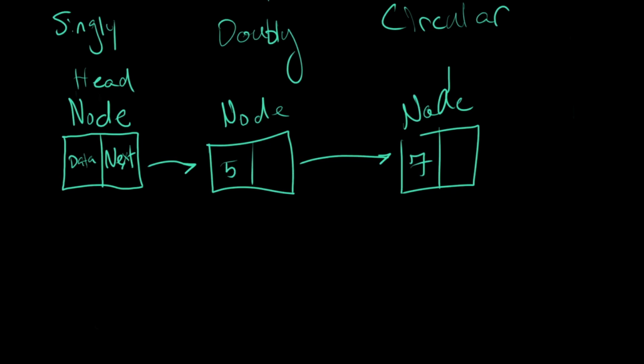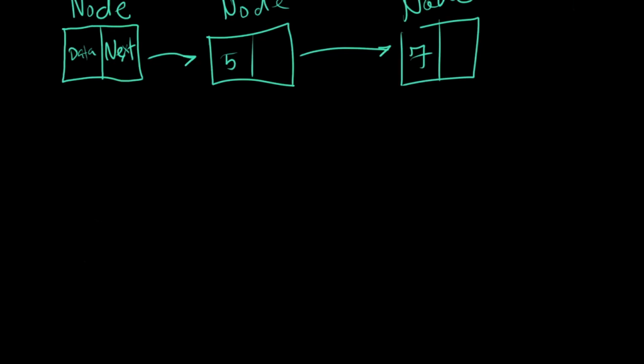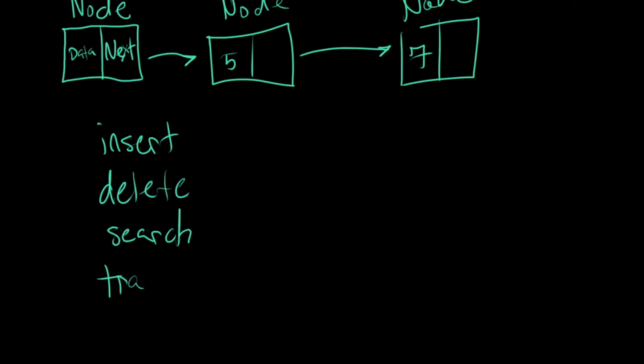Anyways, there are 4 main functions that we need. We need to be able to insert data or new nodes into the list. We need to be able to delete nodes from the list. We need to be able to search for data within the list, and we need to be able to traverse the list. Let's go ahead and talk about these functions.